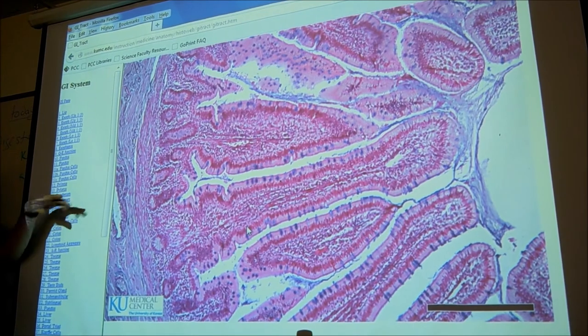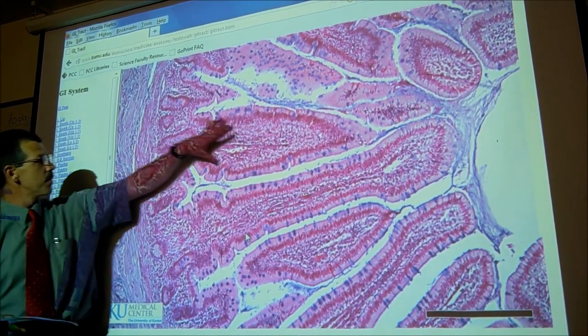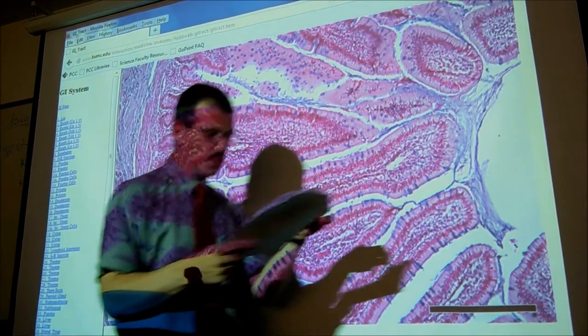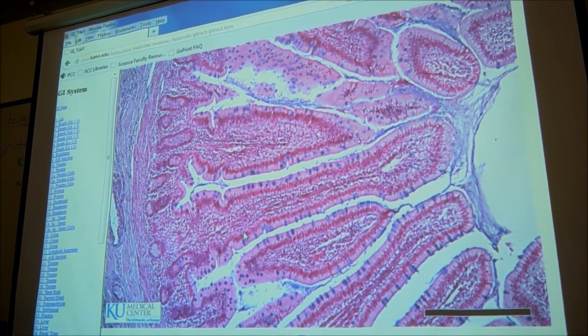So let's figure out what we have. So we have our villi. So lumen would be the white, mucosa, submucosa, the muscularis is down here. Right? But you're supposed to know which region of the small intestine you are in. So we're going to do that. I'm going to take this away. Put this up.